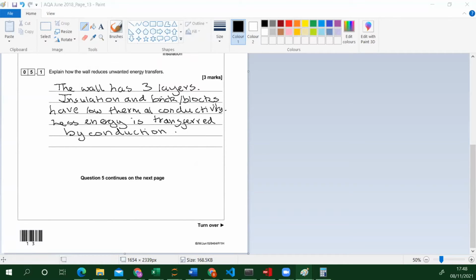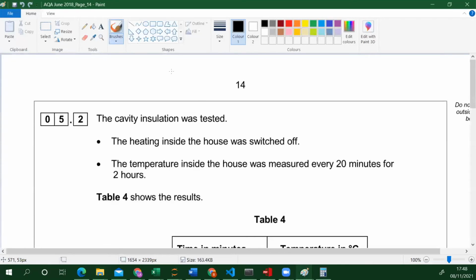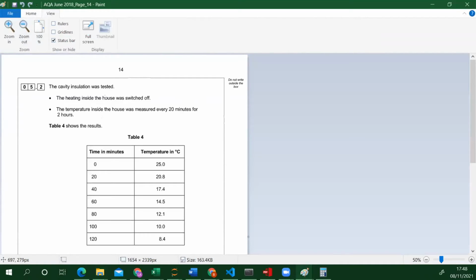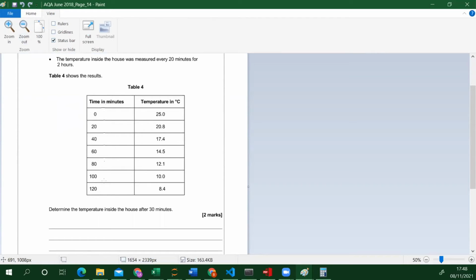Question five continues on the next page. They do like to space me out a bit. Okay, the cavity insulation was tested. Let me zoom out a little bit. The heat inside the house was switched off. The temperature inside the house was measured every 20 minutes for 2 hours. So we've got time in minutes, temperature in Celsius. It started at 25, quite warm, and went down all the way to 8.4. So that must have been quite a cold winter day. I guess that's a good time to test it. Determine the temperature inside the house after 30 minutes.